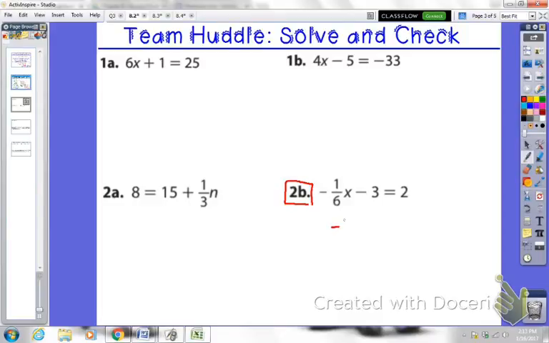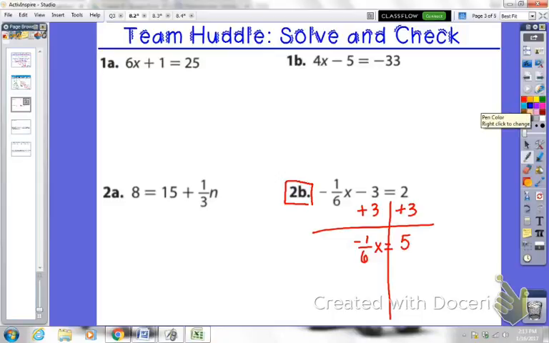So negative 1/6x minus 3 equals 2. So I'm actually going to draw my line. To undo subtraction, you add 3 to both sides, which gives you negative 1/6x equals 5. To undo the multiplication, well, the fraction there, you're going to multiply by the reciprocal, which is negative 6 over 1. I'll put the 5 over 1. This all cancels out on this side.